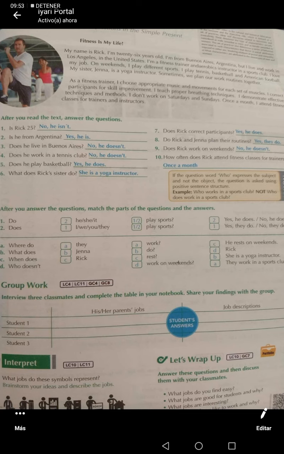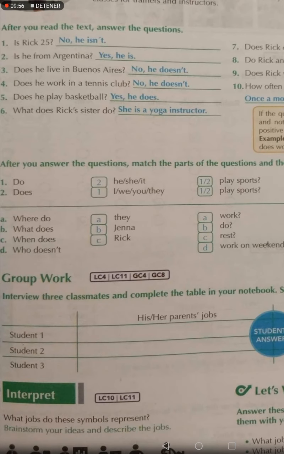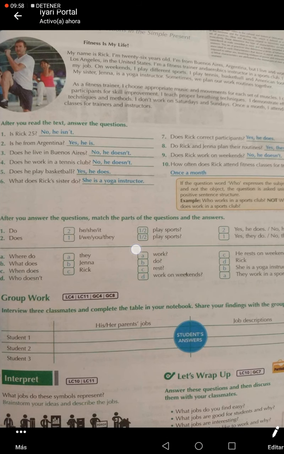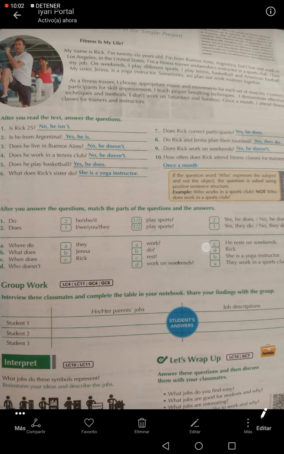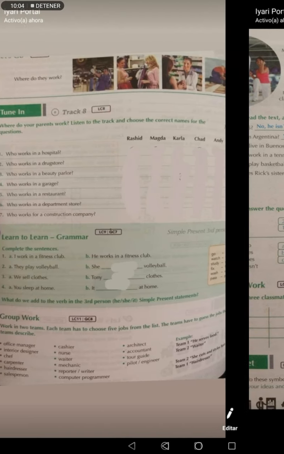And then for the second part is A, B, C. Then we have A, B, C, D. And finally, we have C, D, B, A. Now, what is going to be for today?